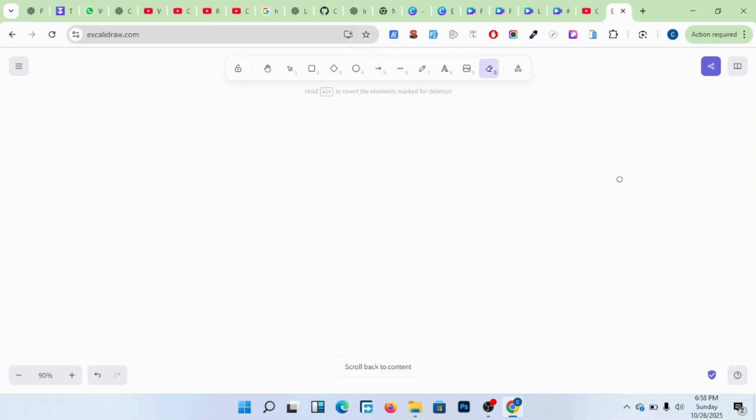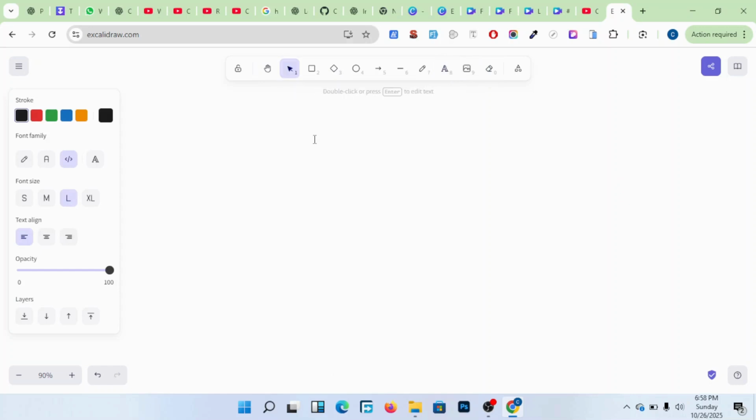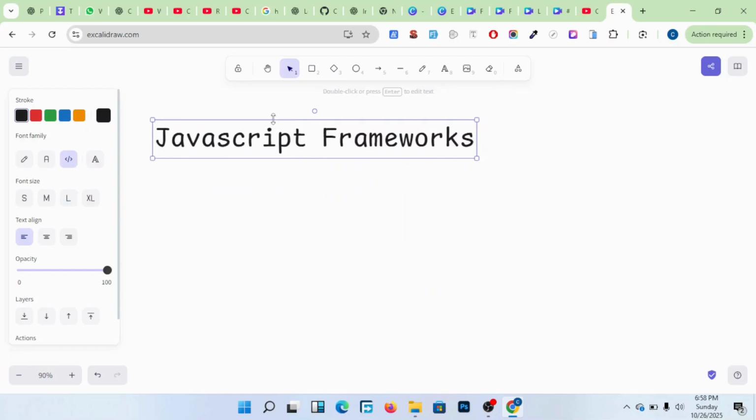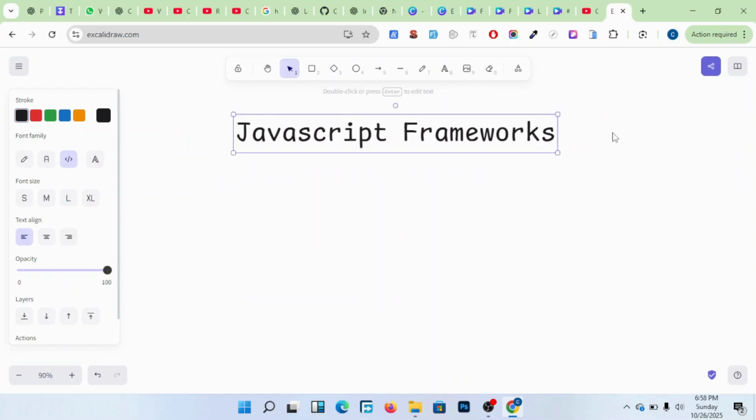So members, today I want to introduce you to JavaScript frameworks. So what is a JavaScript framework? Since you have mastered JavaScript very well, I believe that we are now pros on JavaScript.